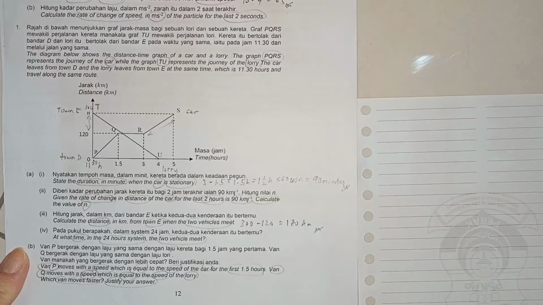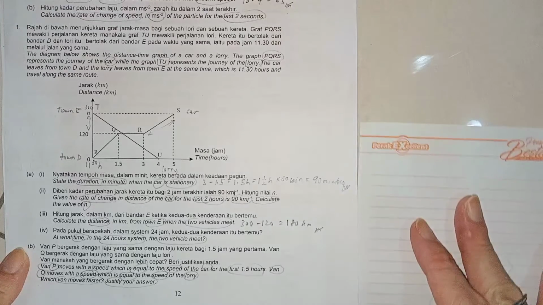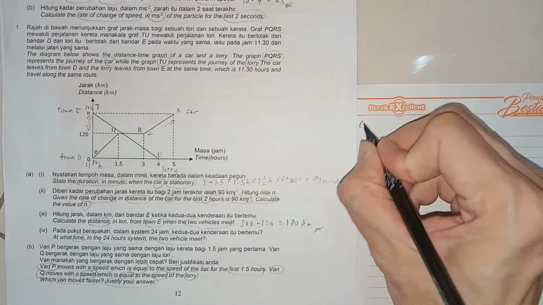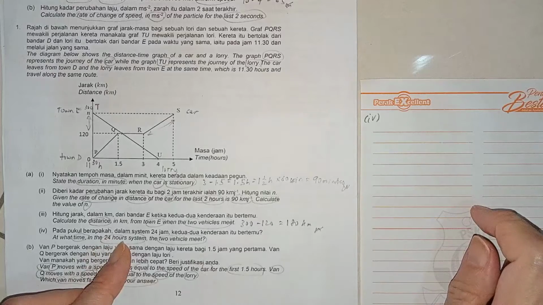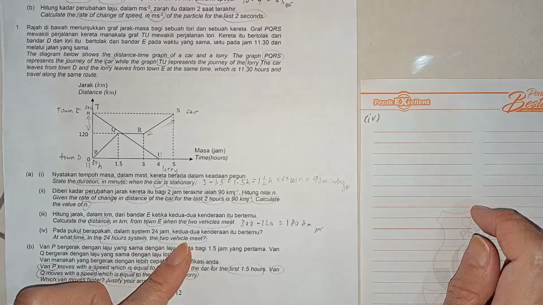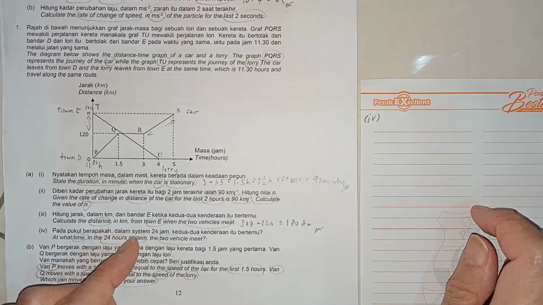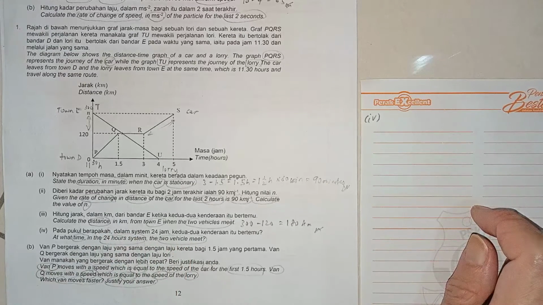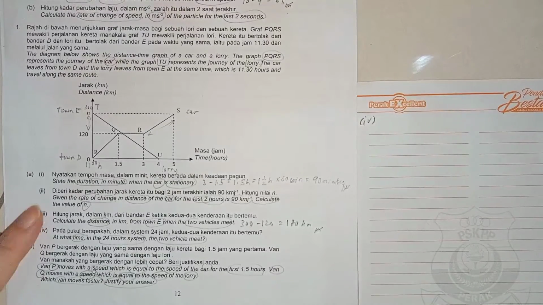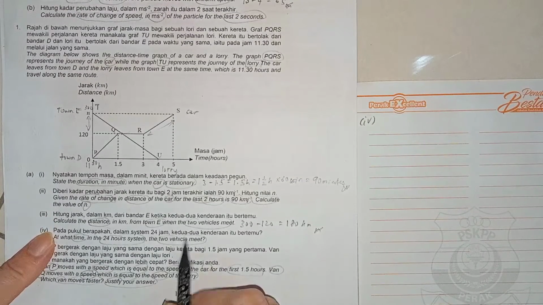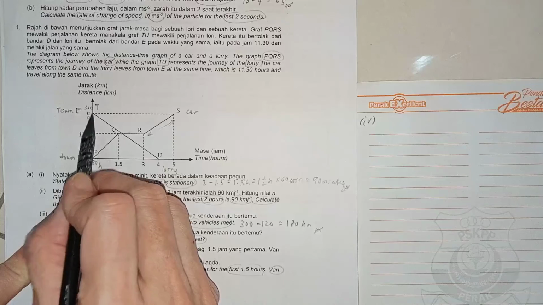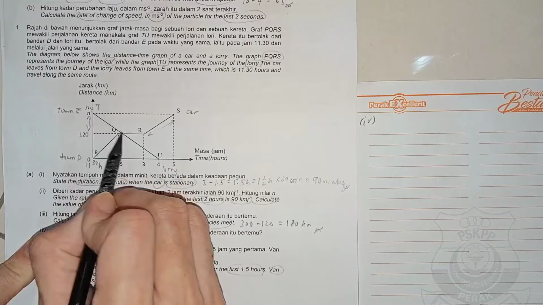Okay. So number 4, you say at what time in the 24-hour system the two vehicles meet. Okay, so before you change to the 24-hour system, we have to see the time where the vehicles meet. Okay, so for the time where the two vehicles meet, I can use the distance over here.